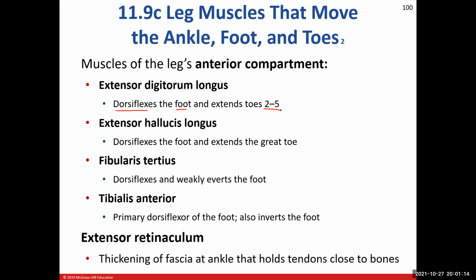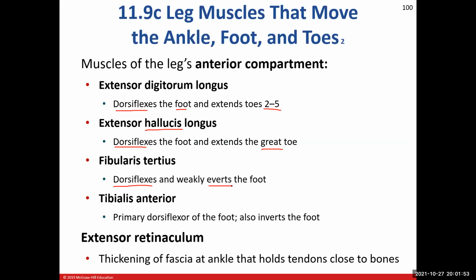So this muscle, extensor digitorum longus, will dorsiflex the foot and extend the toes. Extensor hallucis longus, hallucis refers to your big toe. So it'll do the same thing to the foot. It'll dorsiflex the foot and extend the big toe, your first digit, the great toe, hallux. All right, fibularis tertius, again, will dorsiflex the foot, and because it's located more towards the lateral portion of your leg, it will evert the foot. It's not a very strong everter, but it will evert the foot.